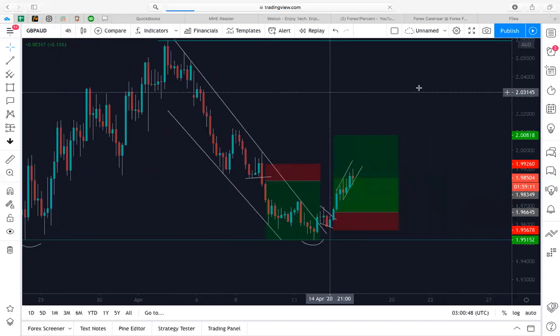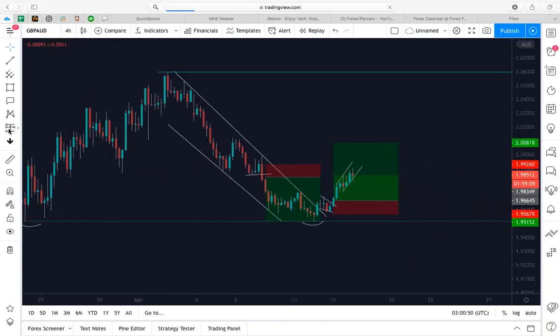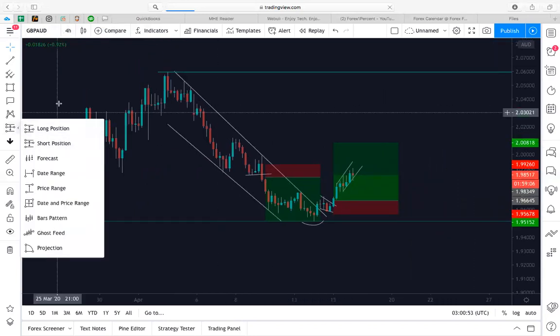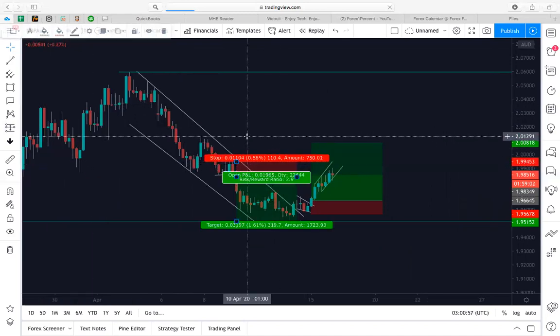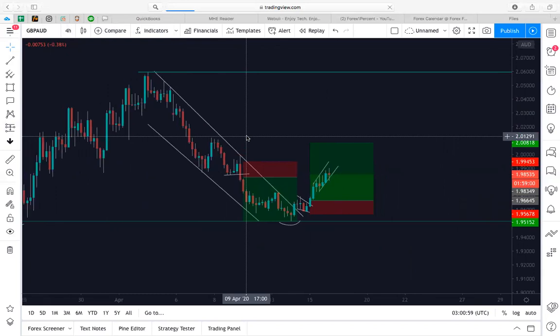So this is a really helpful tool we like to use. You can see it's really simple over here on the left-hand side, long position, short position. We would recommend using this on every trade. It gives you a clear indication of where your stop loss and take profit are. It's just a really simple, easy tool to use.